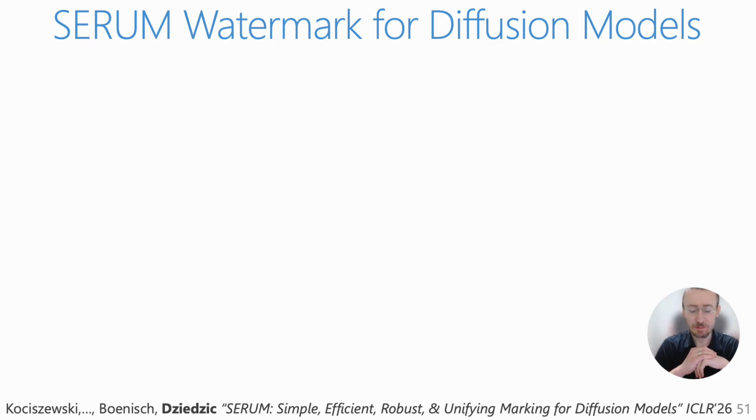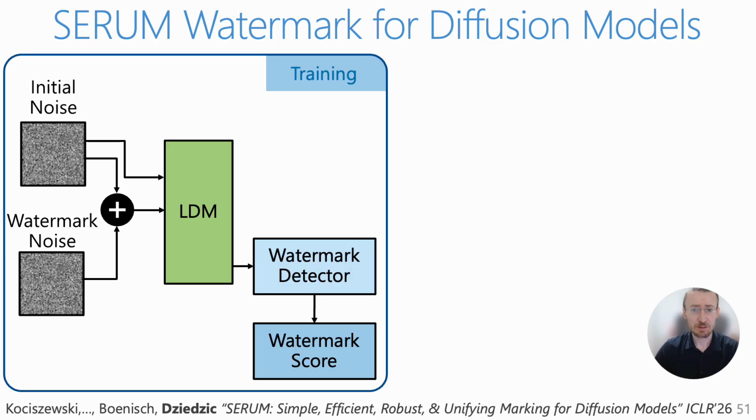Okay, so now once we know a bit more about how diffusion models generate images, we can move on to the next important topic, which is how we can watermark the images generated by diffusion models. Here we'll discuss the latest SERUM watermark. SERUM stands for Simple, Efficient, Robust, and Unifying Marking for diffusion-based image generation. First, we add the watermark noise to the initial diffusion generation noise.